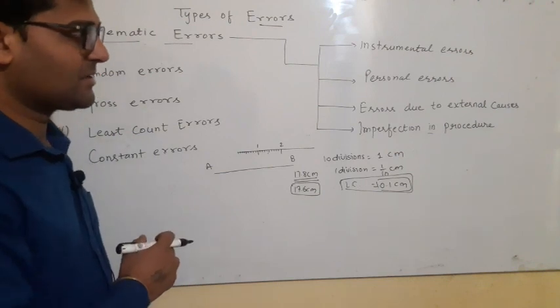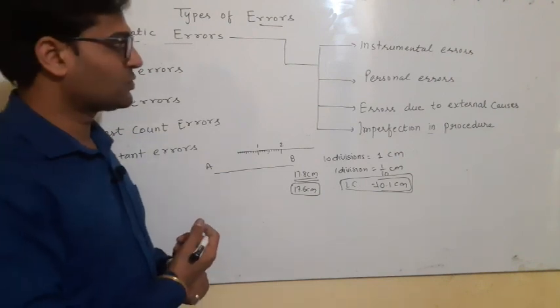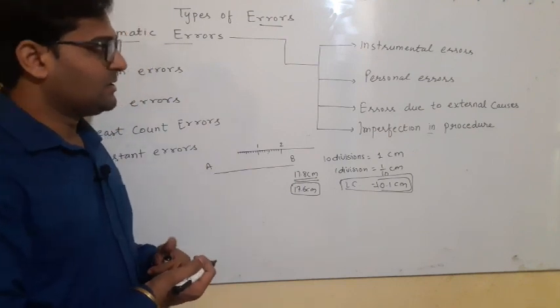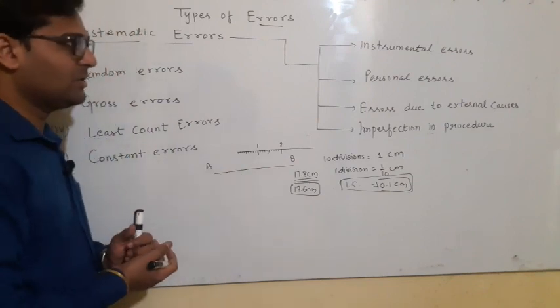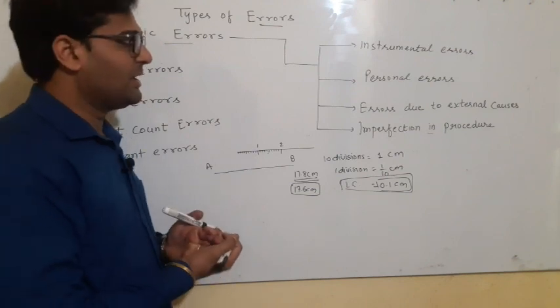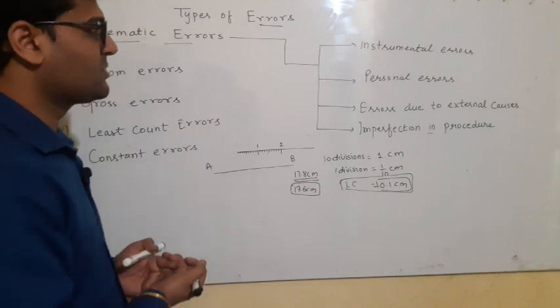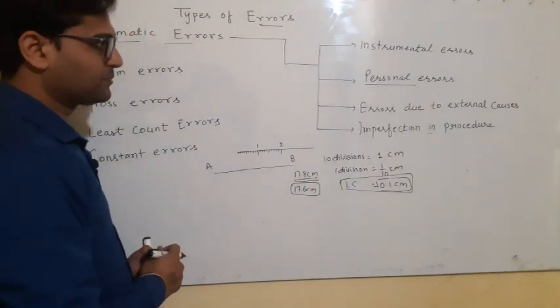Second is personal errors. Personal errors may depend on our mood, so that we are not in the mood to do some work, or while taking some measurements, we are not taking proper precautions, and due to our carelessness. These are some factors which are included in this type, personal errors.